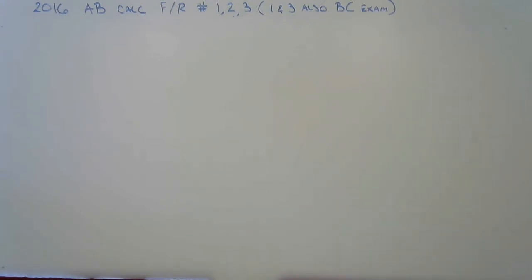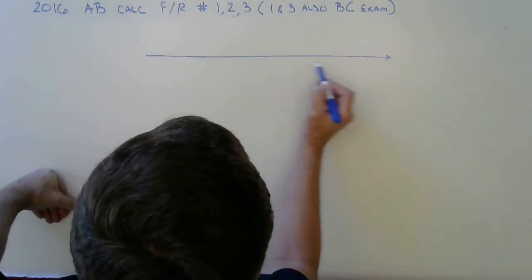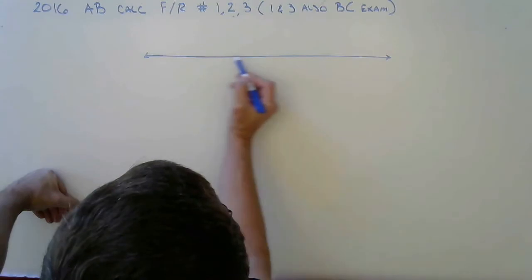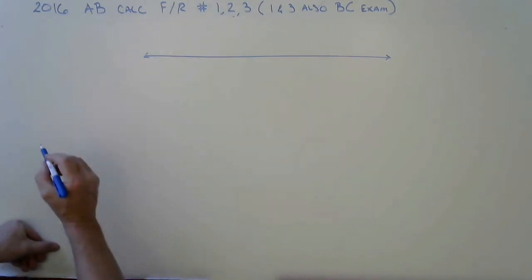All right. So here we go with AB question 2, right? So this question is about velocity and acceleration and distance, okay? So it says for t greater than 0, a particle moves along the x-axis. So we have an x-axis, and our particle is moving back and forth along this axis. The velocity of the particle at time t is given by this function. So we have a function for velocity.